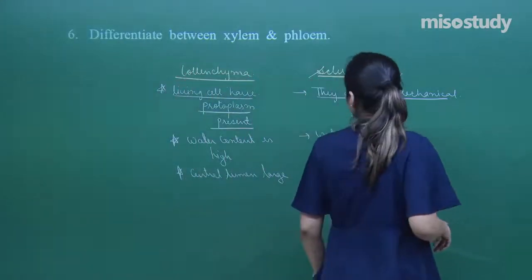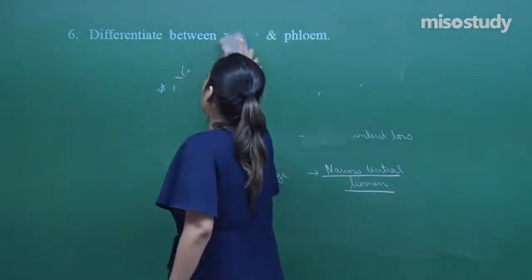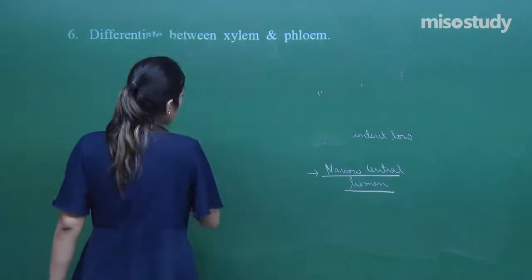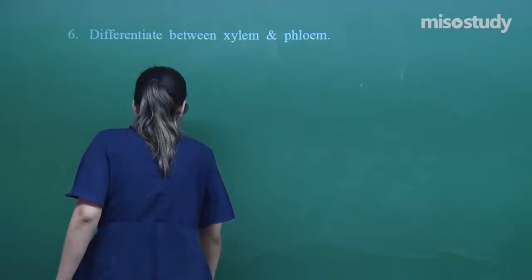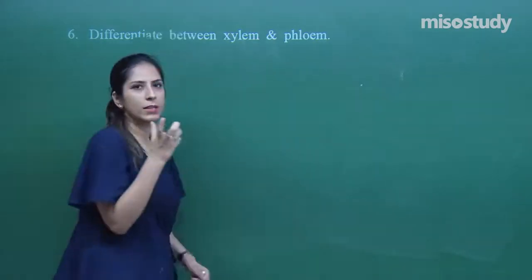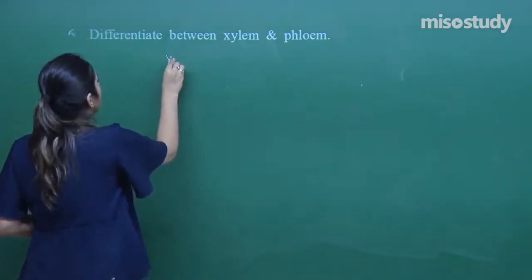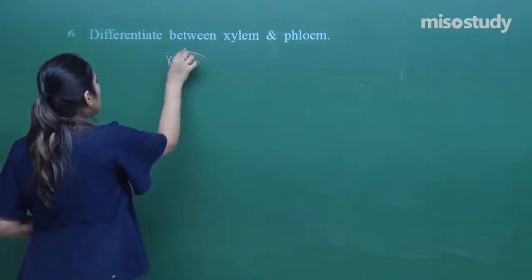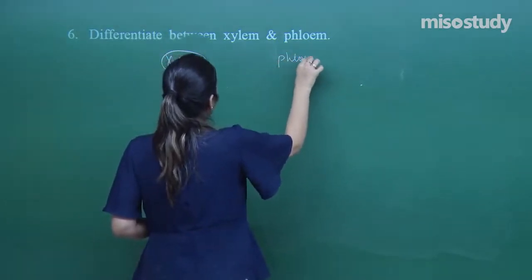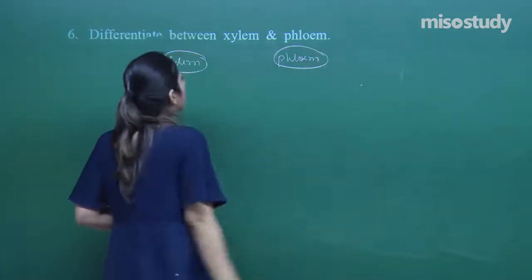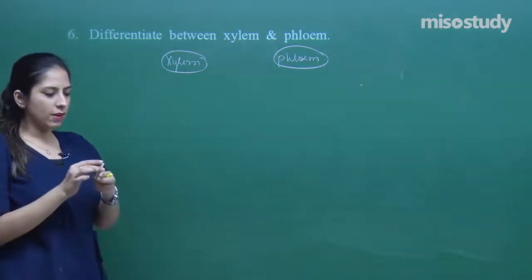Let's move forward with the next question. The next question is also a distinguish. Why have I chosen only the distinguish? The reason is that within one question you can understand two different types of tissues. Now the first says we have to differentiate between xylem and, second, phloem. Xylem and phloem.